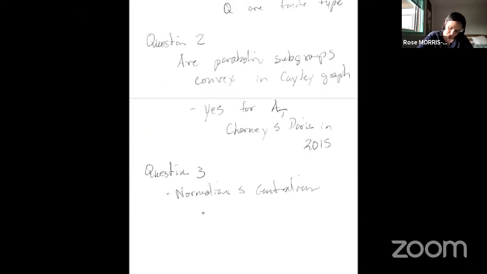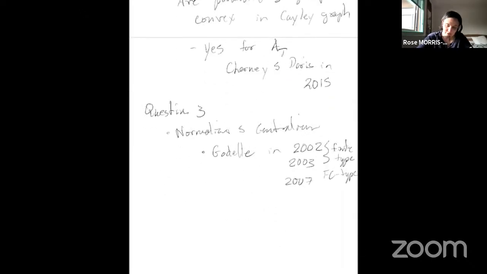There's some sort of partial results for this by Cadell. He has a series of papers in 2002 and then in 2003. These are both for finite type. And then in 2007, he starts talking about FC type. And he characterizes the normalizers and the centralizers of parabolic subgroups using what he calls ribbon elements.